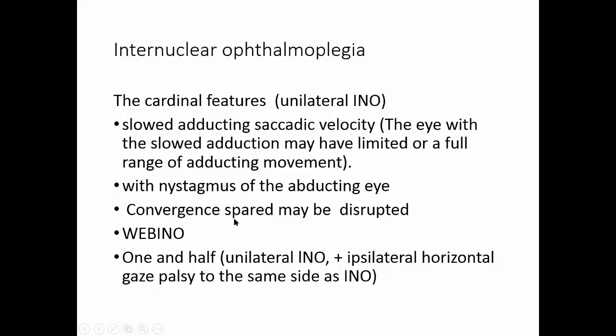Then there is convergence. The convergence may be spared, but it may be disrupted, especially in cases where there is bilateral involvement. We call that WEBINO, wall-eyed bilateral internuclear ophthalmoplegia. Wall-eyed because the two eyes don't converge, as if the patient has a wall in between the two eyes. So in those patients, the convergence may be spared or may be disrupted. There is another entity called one-and-a-half syndrome, where you get a unilateral internuclear ophthalmoplegia with an ipsilateral horizontal gaze palsy on the same side as the internuclear ophthalmoplegia.